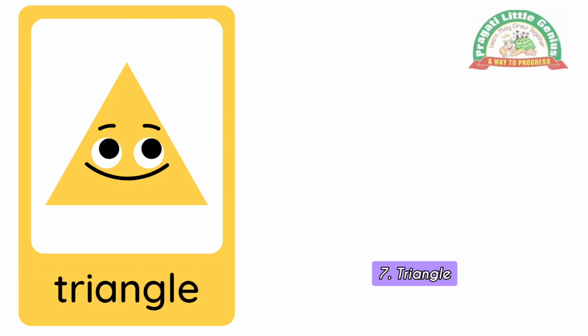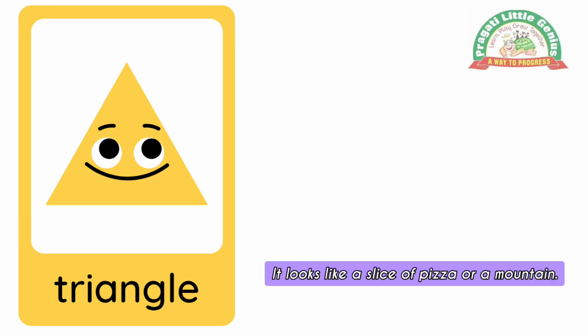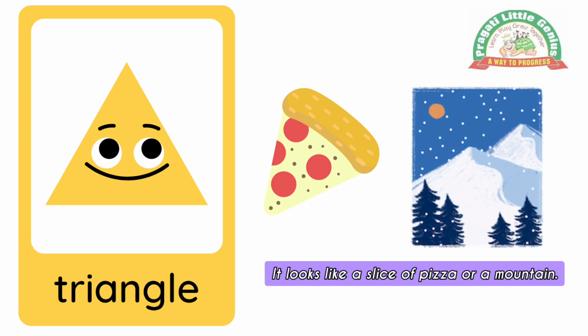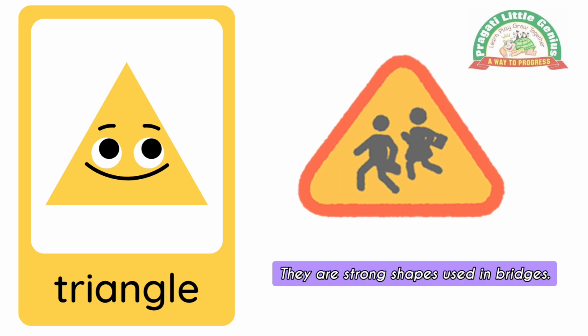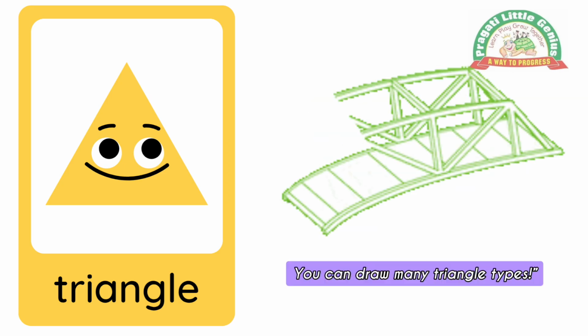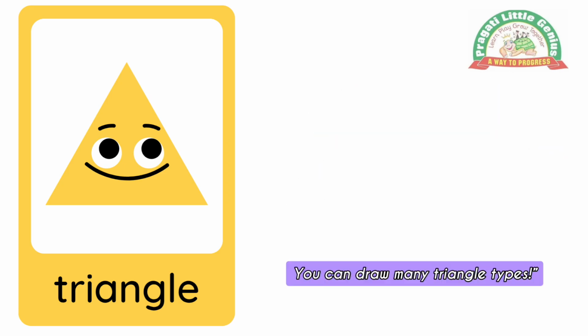7. Triangle. T-R-I-A-N-G-L-E. Triangle. A triangle has 3 sides. It can be big or small. It looks like a slice of pizza or a mountain. Triangles are used in traffic signs. They are strong shapes used in bridges. You can draw many triangle types.